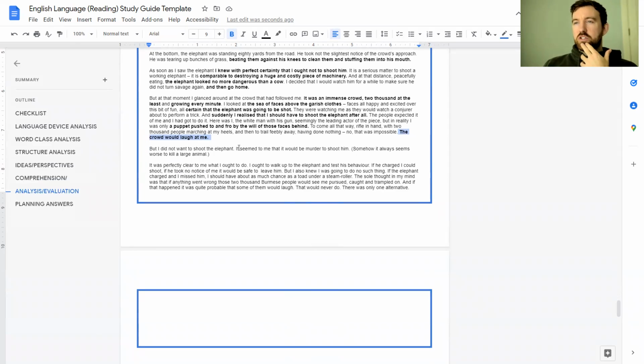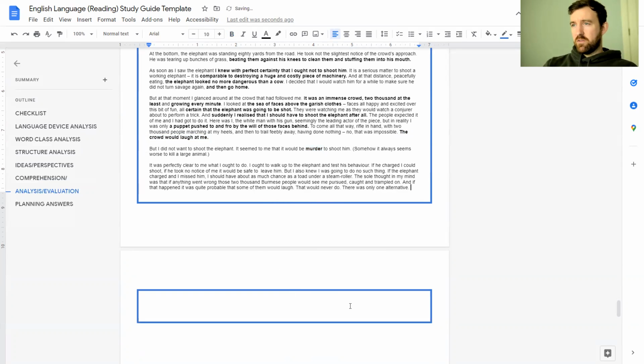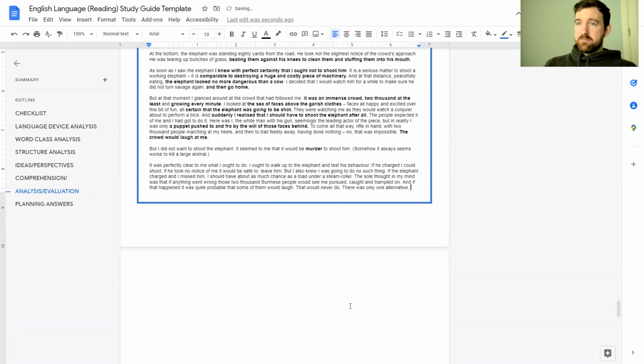"I did not want to shoot the elephant. It seemed to me that it would be murder to shoot him." So the word murder has serious connotations of evil and sin. "Somehow it always seems worse to kill a large animal. It was perfectly clear to me what I ought to do. I ought to walk up to the elephant and test his behavior. If he charged, I could shoot. If he took no notice of me, it would be safe to leave him. But I also knew I was going to do no such thing."